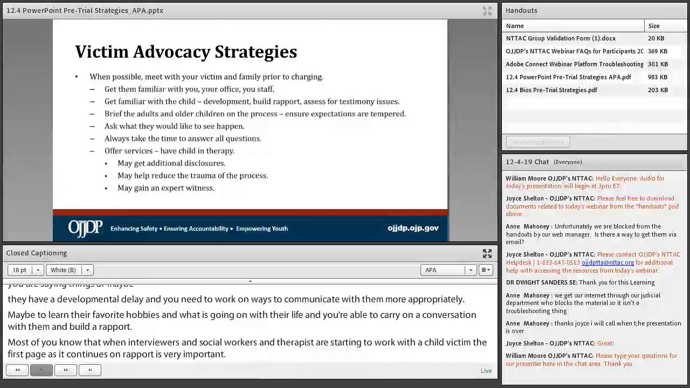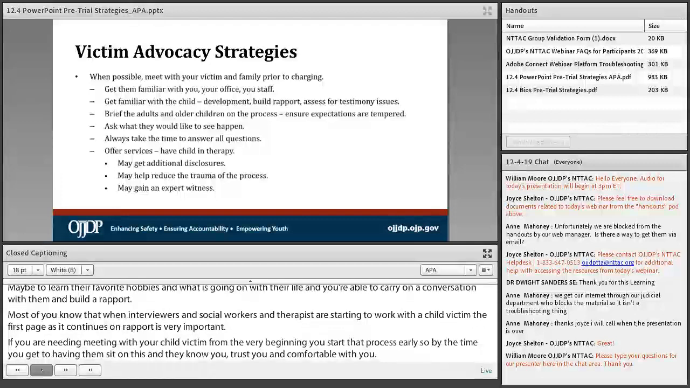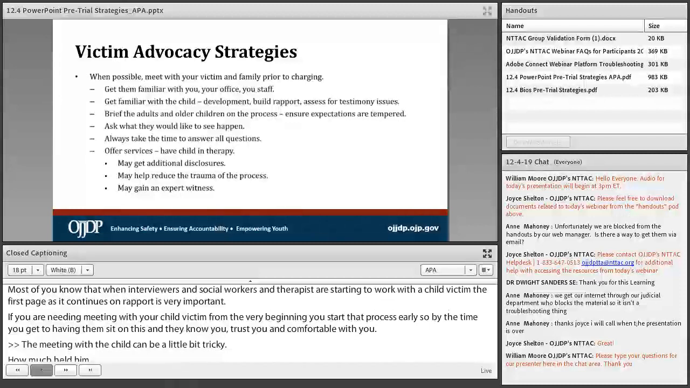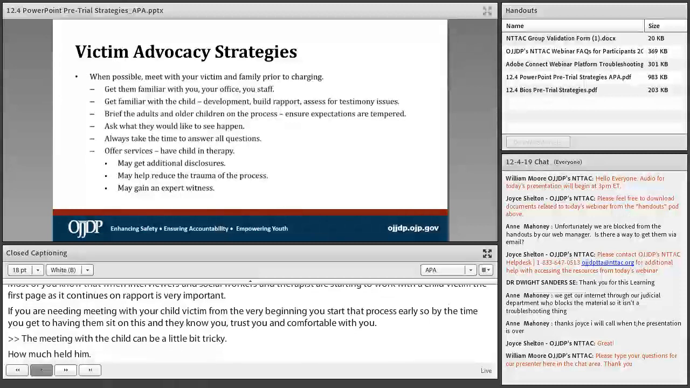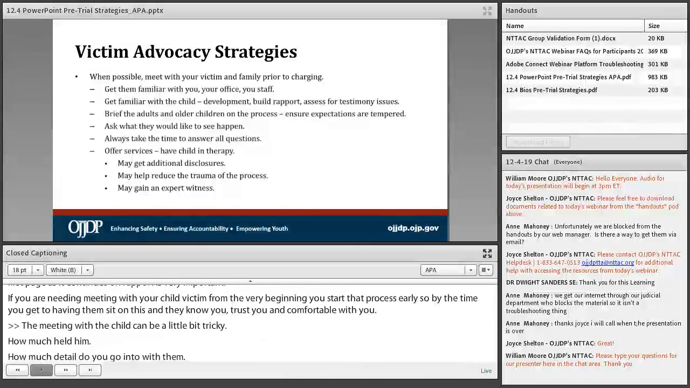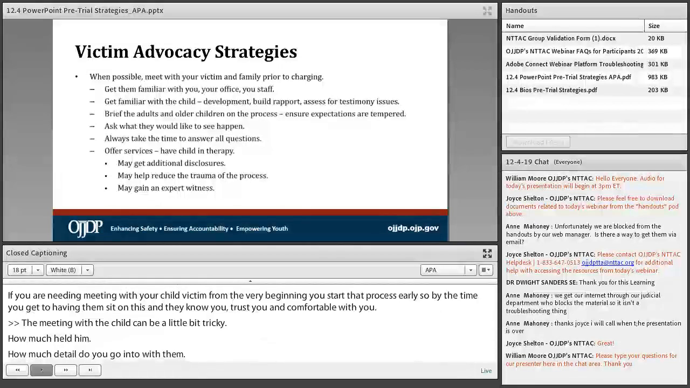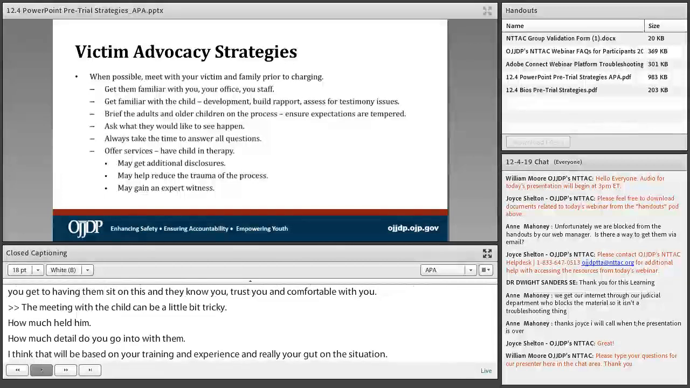The meeting with a child can sometimes be a little bit tricky about, well, how much do you tell them? How much detail do you go into with them? I think that's going to be based on your training and experience and really just your gut on the situation. Younger children probably don't need to know as much, but maybe your older children, your teenagers, it's important for them to know what's going on. And so maybe you give them a little bit more information or a little bit more detail.